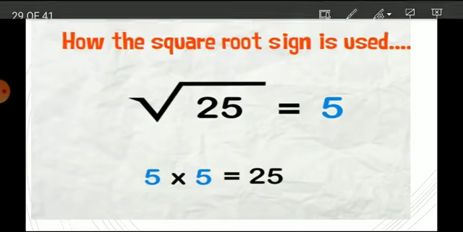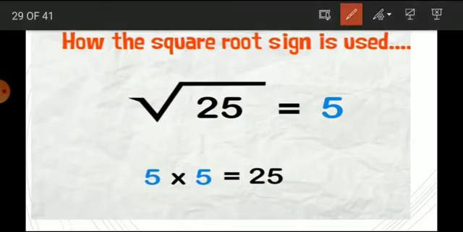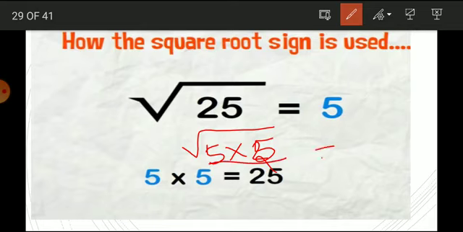See, 5 fives are 25, right? So if the number comes twice, we can use it only one time. After that, the square root is cancelled. We just take the number out of the root. So we use the number once. After that, we take away the root symbol.